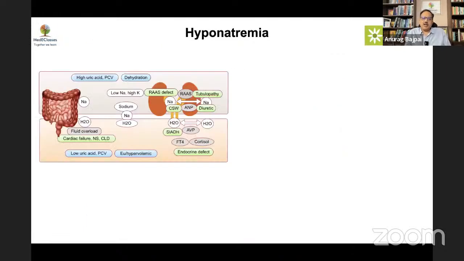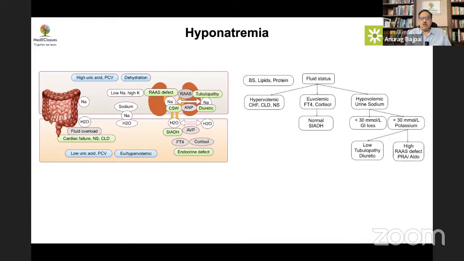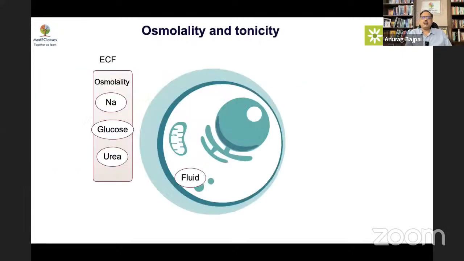Now, hyponatremia, as we have discussed, is a very challenging condition, a condition which is associated with significant acute effects and long-term effects. So an understanding of pathophysiology becomes extremely important before we discuss etiology and approach in that perspective. So when we talk about hyponatremia, why is sodium so important?